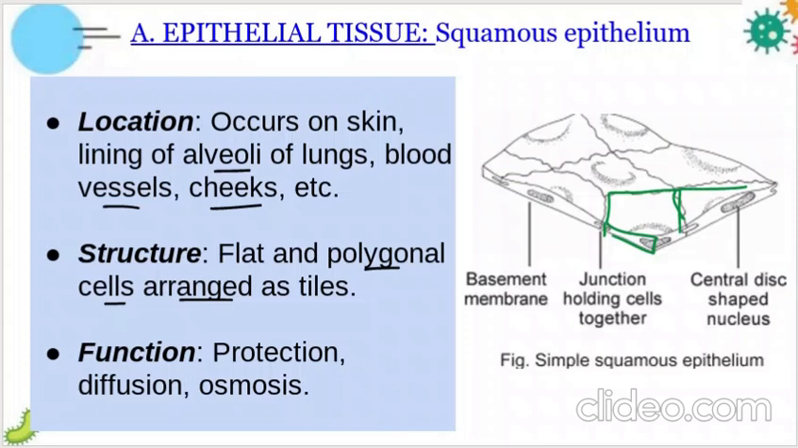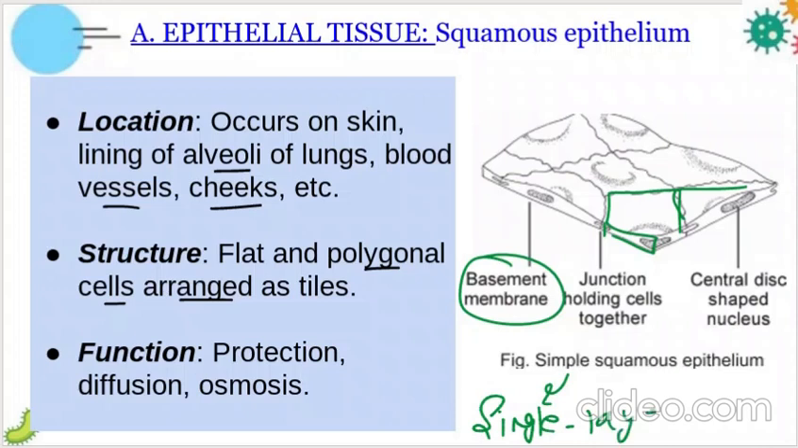Simple squamous has a fibrous basement membrane present in this type. The cells are thin, flat, and polygonal with central bulgings having flat nuclei. The nucleus is also flat. Squamous is also divided into two types, stratified squamous and simple squamous epithelial. Stratified means they are multilayered, whereas simple means they are single layered.